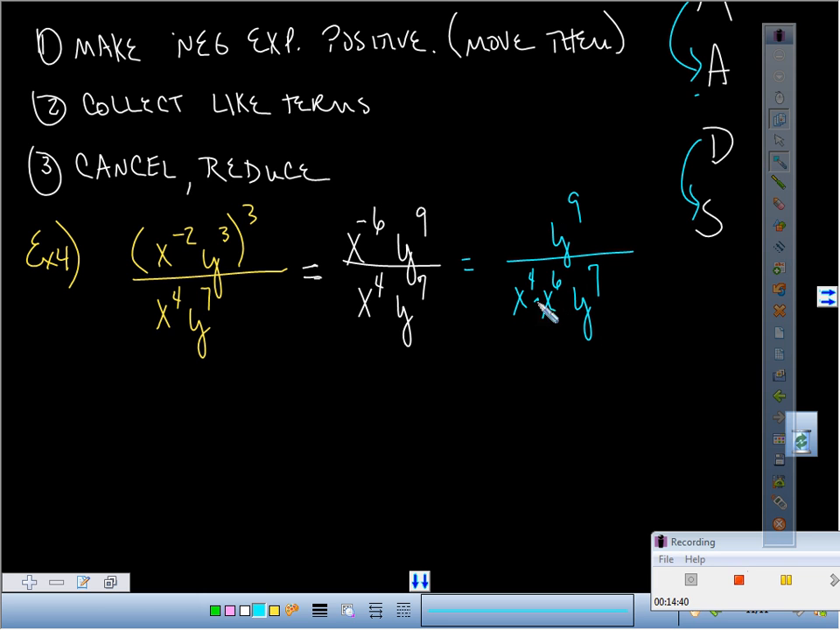But now I'm going to collect all my like terms. So y to the 9 on the top. On the bottom, what is x to the 4th times x to the 6th? X to the 10th. And then there's my y to the 7th. Now, can I do anything with it, or am I finished?